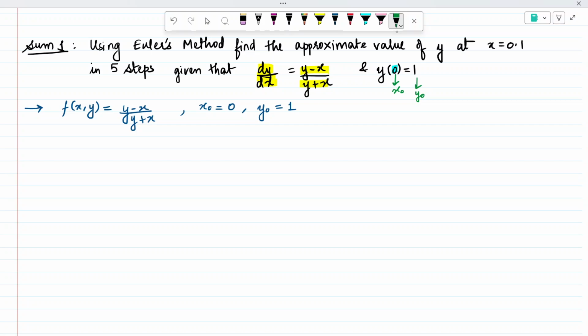Okay. We are expected to reach from x0 to x equal to 0.1. What has been said in the question? You are given the value of x0 as 0. You have to reach x is equal to 0.1 using 5 steps. Using 5 steps. So step number 1, 2, 3, 4 and okay, let me write this above.